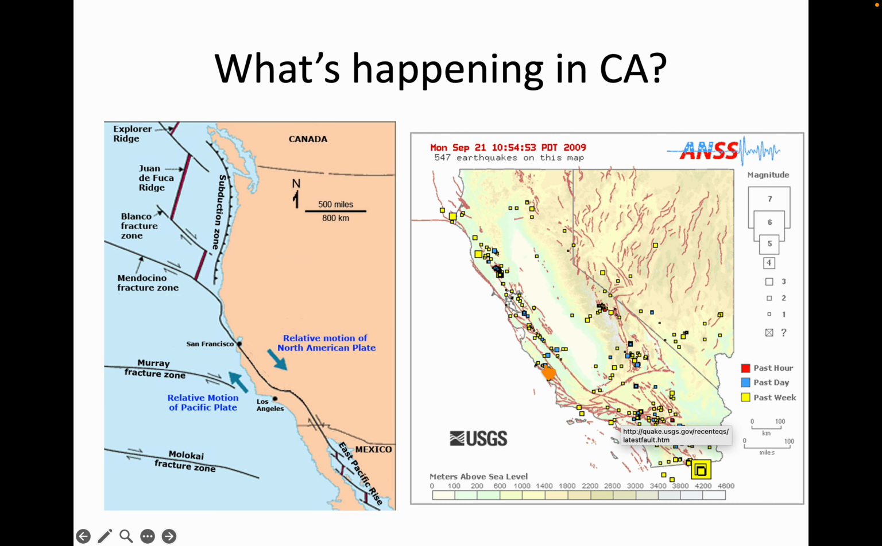Here we can see all of the different earthquakes, and it's not just along one line because there are a whole lot of smaller faults in California. So you can see there's the magnitude change from the size of the box, and then there's the time frame. Now this map is from 2009, so we have some from the past hour, the past day, and the past week based on the color.